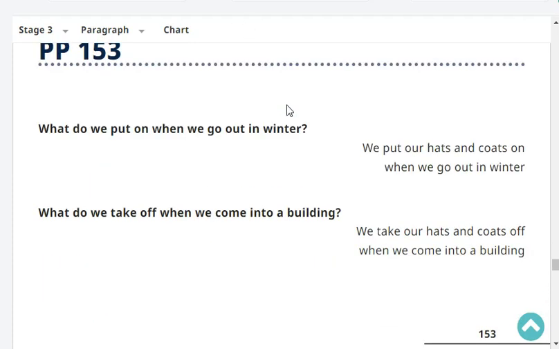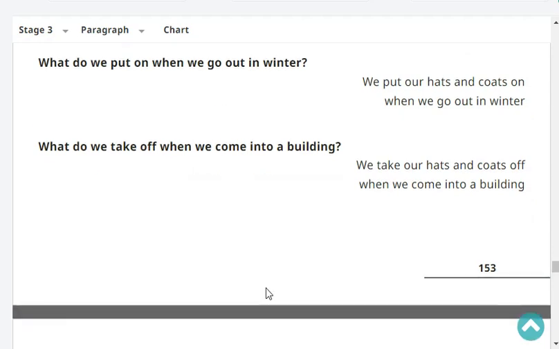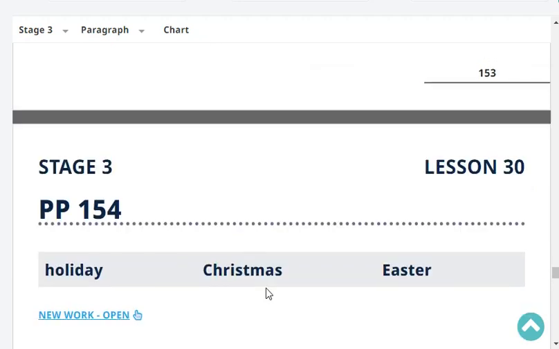What do we put on when we go out in winter? We put our hats and coats on when we go out in winter. Very good. What do we take off when we come into a building? We take our hats and coats off when we come into a building.